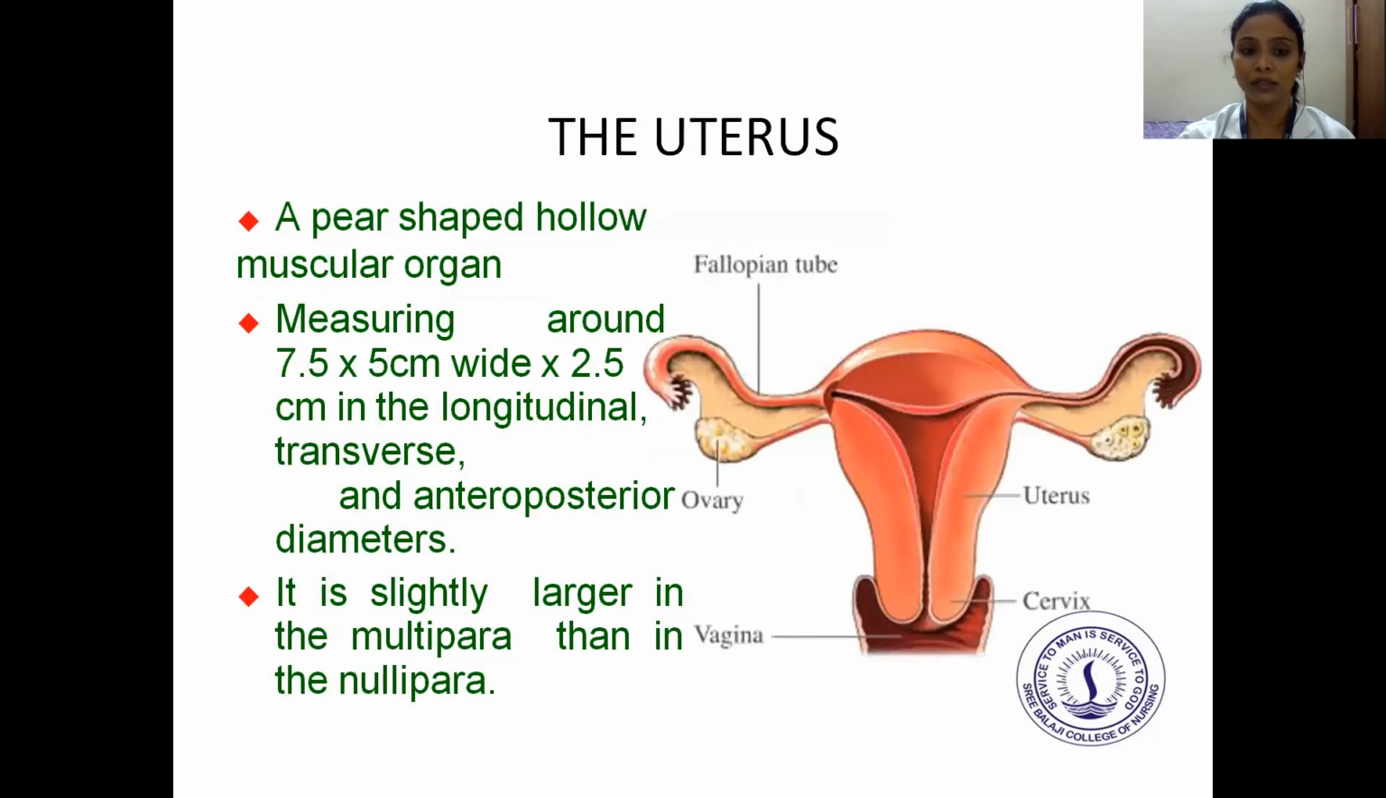Next comes the uterus. The uterus is a pear-shaped hollow muscular organ, measuring around 7.5 centimeter long by 5 centimeter wide by 2 centimeter in the longitudinal, transverse and anteroposterior diameters. It is slightly larger in the multipara than in the nullipara. This is about the uterus.